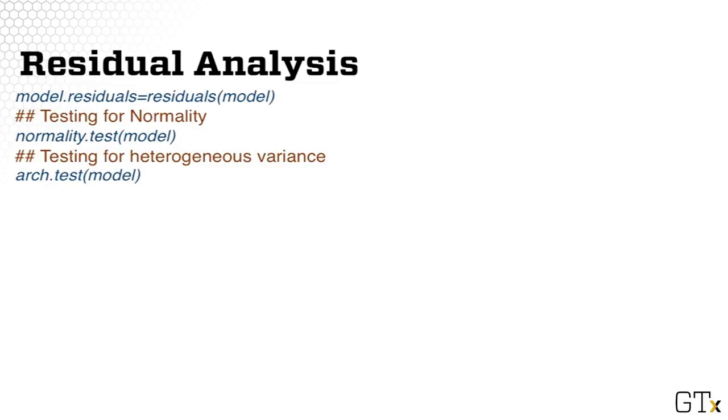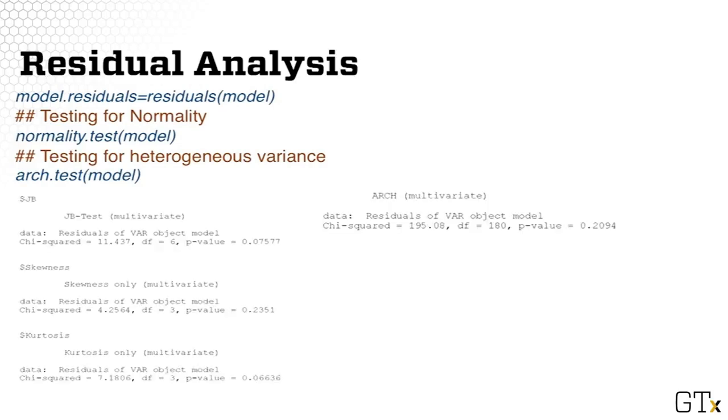We can also evaluate whether the residuals have constant variance by applying the arch.test R command, which is a hypothesis testing procedure where the null hypothesis is that the residuals have constant variance. For both, we seek large p-values, that is, we do not want to reject the null hypothesis. This is the R output from these two tests.